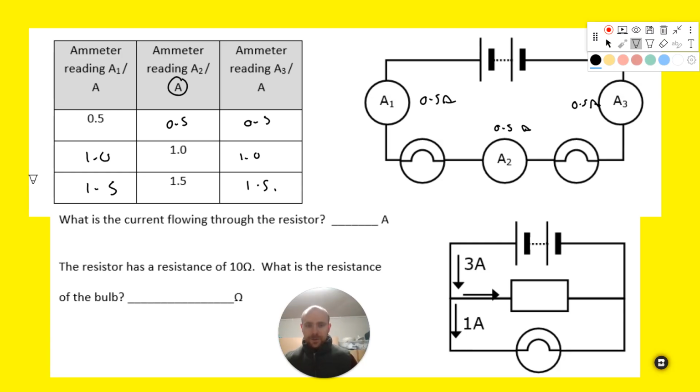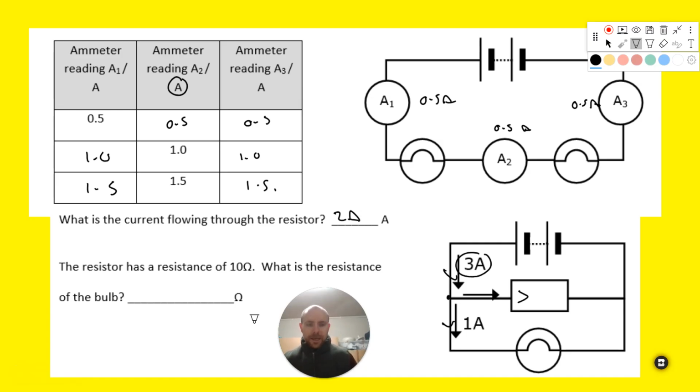In this case, the second example here, we've got 3 amps coming into this junction. We've got 1 amp coming out of this junction, so we must have 2 amps going through this resistor. The resistor has a resistance of 10 ohms. What is the resistance of the bulb?